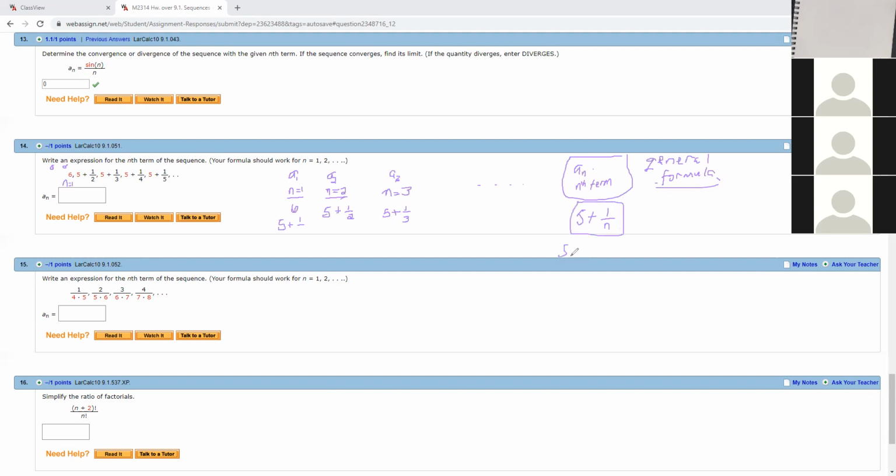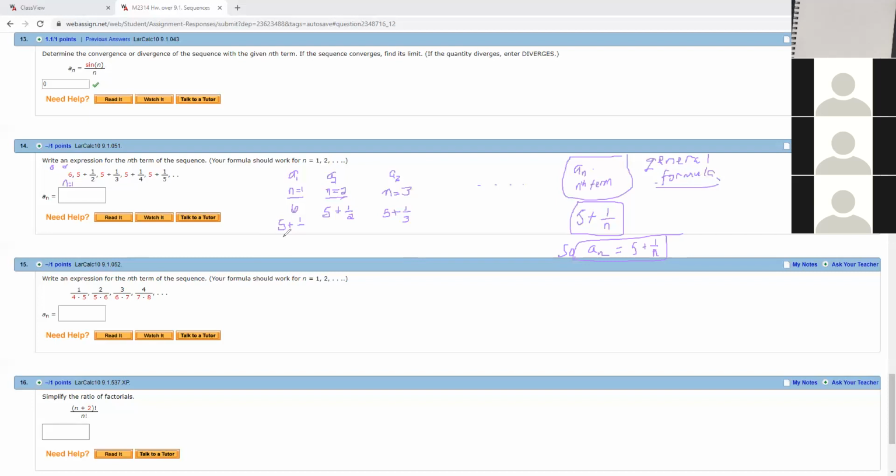So if we want to find any term on this sequence, we would use this. This is the rule or the formulaic expression that would give it to us. 5 plus 1 over n.